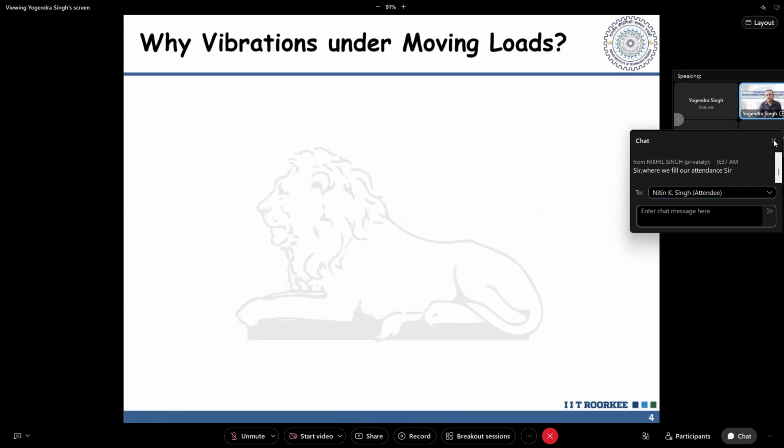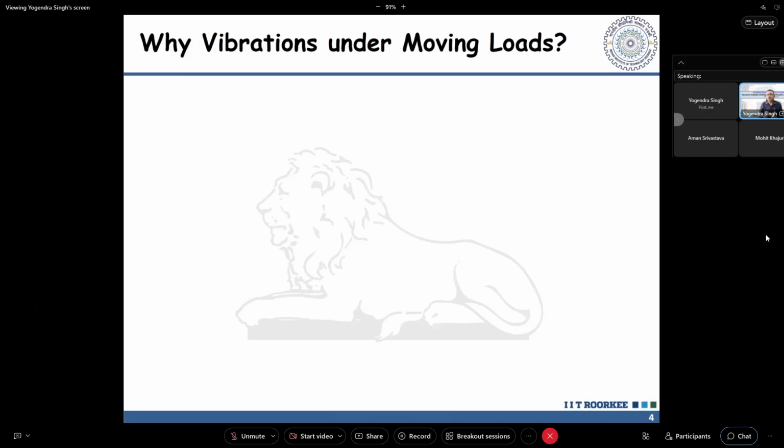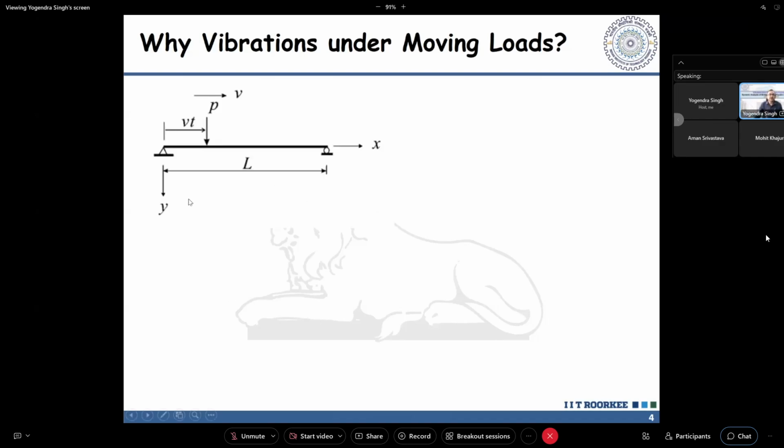So the first question which comes to our mind is: why do bridges vibrate under moving loads? So the load is moving along the length. It is not changing in time. So why does the vibration occur? Here I have taken a simple example where there is a simply supported beam. This simply supported beam is subjected to a load P, and this load P is moving with a velocity v. So at any time t, it will be at a distance equal to v into t from the first support. And this load starts from the left support and moves towards the right support.